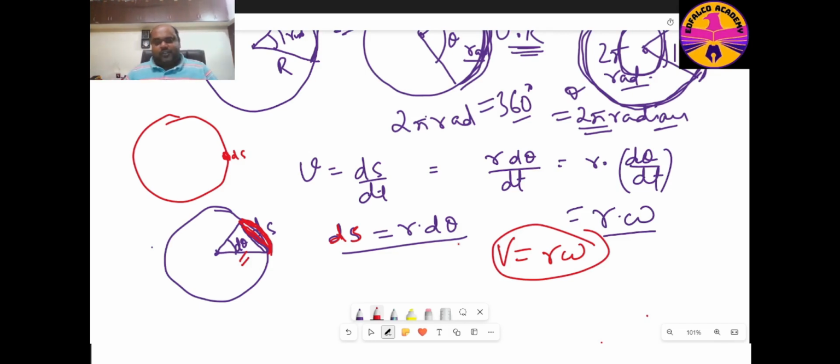But we know that all these terms like the radius, the omega, and the velocity, all of these three terms are actually vectors, right? The radius is also a length vector. Omega is also a vector. Velocity anyway is a vector. So what is the direction of omega? The direction of omega will be more clear when we talk about the vectorial representations of all these equations somewhere later in the chapter.